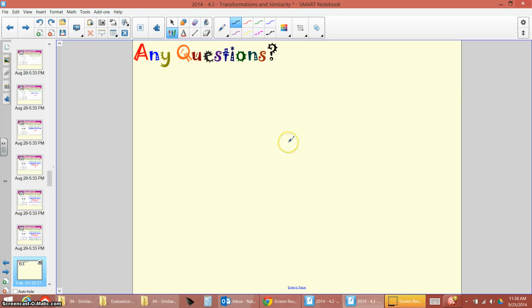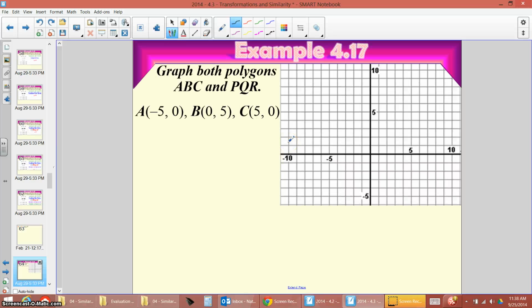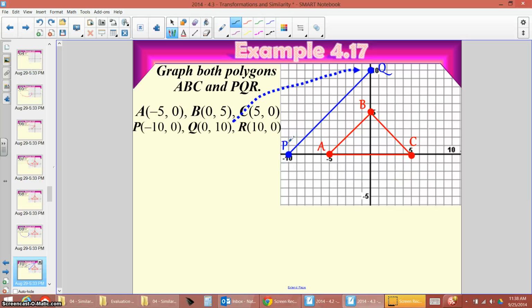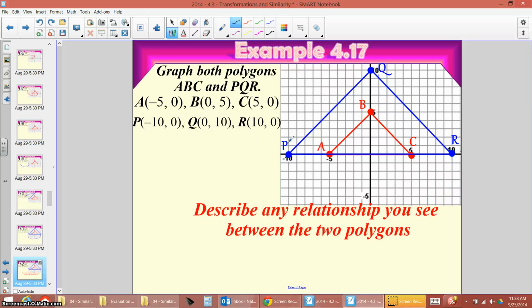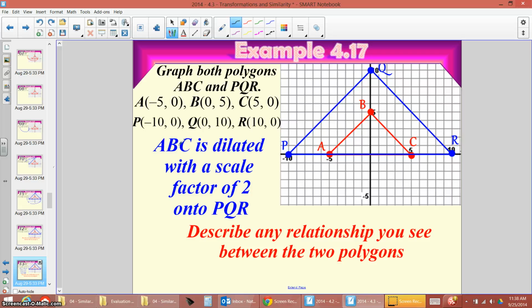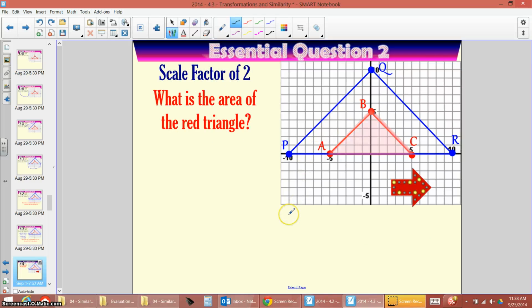That's why that works. Now here I'm going to plot some points, A, B, and C. And then I'm going to plot P, Q, and R as well on the same graph. Now when I look at the relationship between the two polygons, I can tell that from the origin to here is -5. From here it's -10, so it's twice as long, twice as long, twice as long. I can see that I have some sort of a scale factor of 2. If I go from ABC and I make it bigger to PQR, it's twice as big.